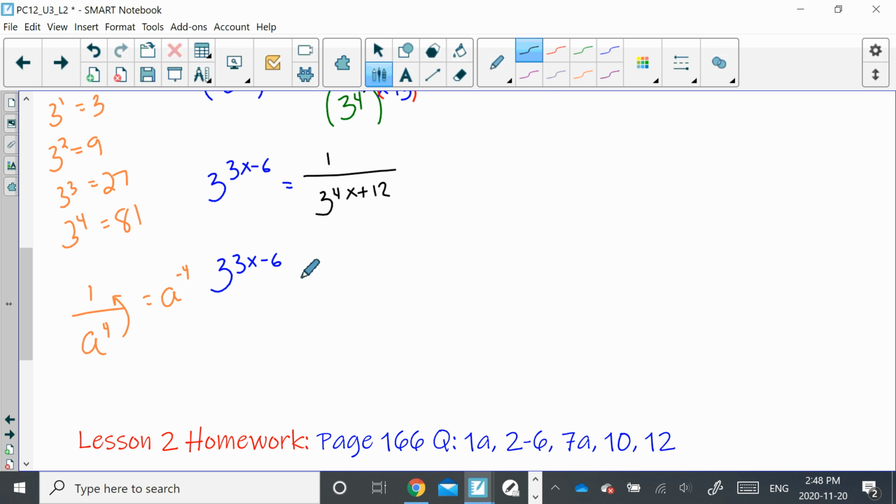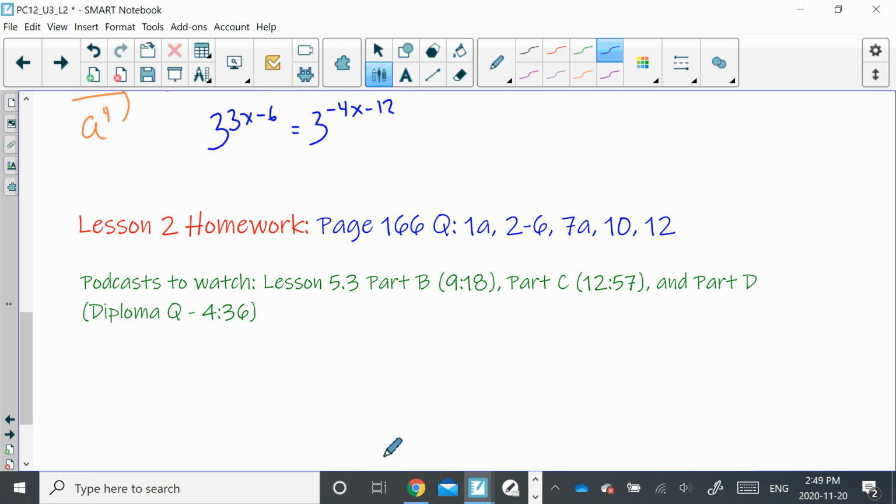My right-hand side, I'm going to write this base 3 up top. I must put a negative in front of this exponent. Because it's more than one term, the exponent goes in a bracket. When this gets written up here, the exponent must become negative. You're then going to get rid of that negative 1 by distributing it inside. 3 to the power of 3x minus 6 is equal to 3 to the power of negative 4x minus 12.